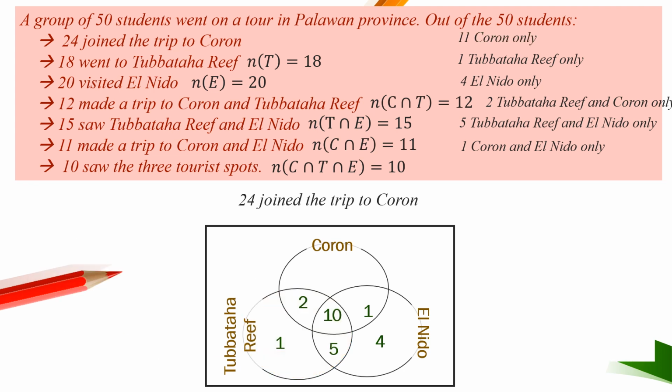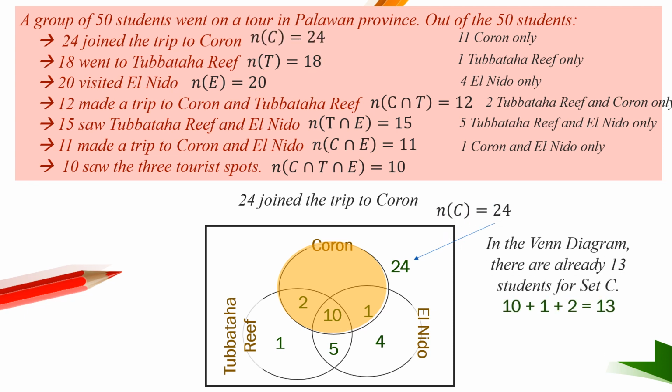Ilan na lang ang kulang sa Venn diagram? Correct. The number of students who went to Coron only. Okay, tingnan natin ang nasa given. 24 joined the trip to Coron. But in the Venn diagram, meron na tayong 13 students. 10 plus 1 plus 2. So, ilan na lang ang kulang? 11 students. Therefore, 11 students went to Coron only.